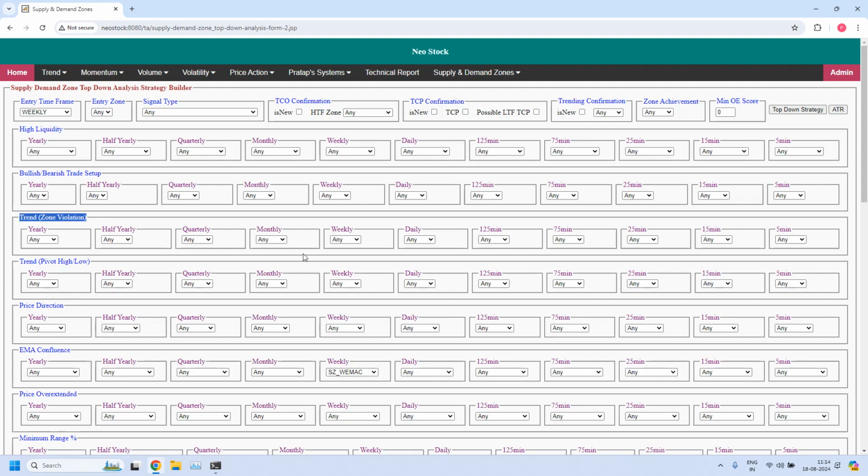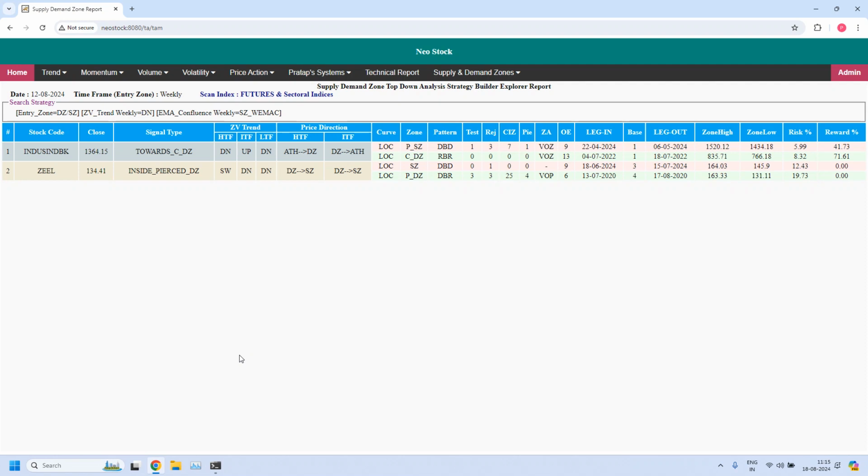So in the zone violation trend in weekly time frame, I am selecting the trend as down. Let me filter. Only 2 stocks are filtered. So due to this reason, I am not going to add any further reports.